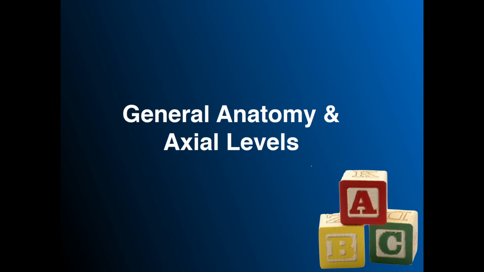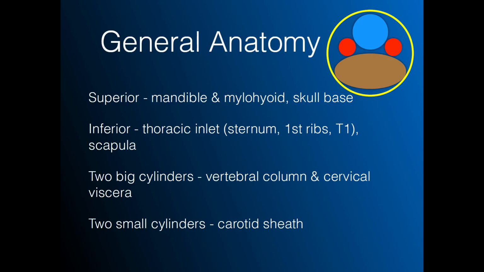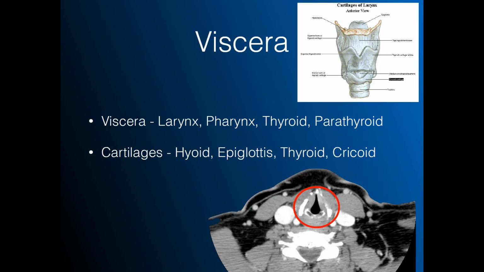So in terms of general anatomy, the basic plan I tell people is that the neck is a cylinder, comprised of the mandible, mylohyoid, and skull base at the top of the cylinder, and then inferiorly the thoracic inlet. There are 2 big cylinders in the midline, which are the vertebral column and the cervical viscera, and 2 small cylinders off to the side, which is the carotid sheath, which is paired. The viscera are the larynx, pharynx, thyroid, and parathyroid. And the cartilages that form the frame of all of that start with the hyoid at the top.